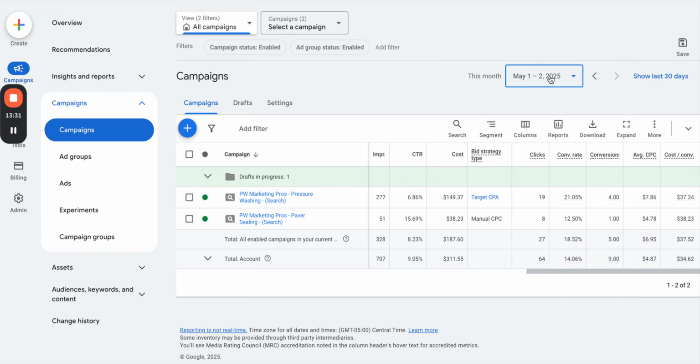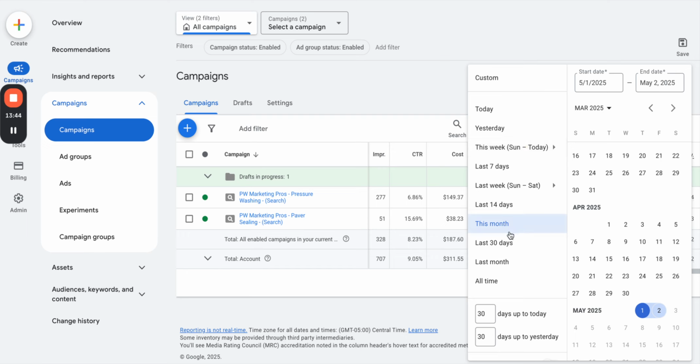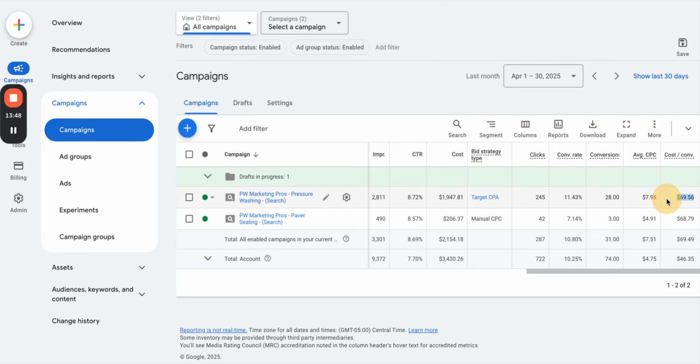Even this month they're killing it, right, guys? At the time I'm making this video right now, they got even better results, right? Even as you can see with the pressure washing campaign in May, from just May 1st and 2nd right now, $37 a piece in that sense. But let's go back to last month. So overall, guys, they spent $70 a lead. They got 28 leads in that sense, and so they're doing an awesome job right now.